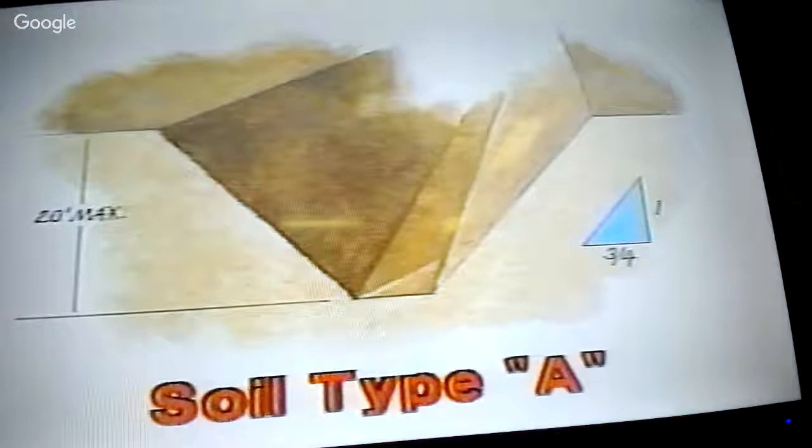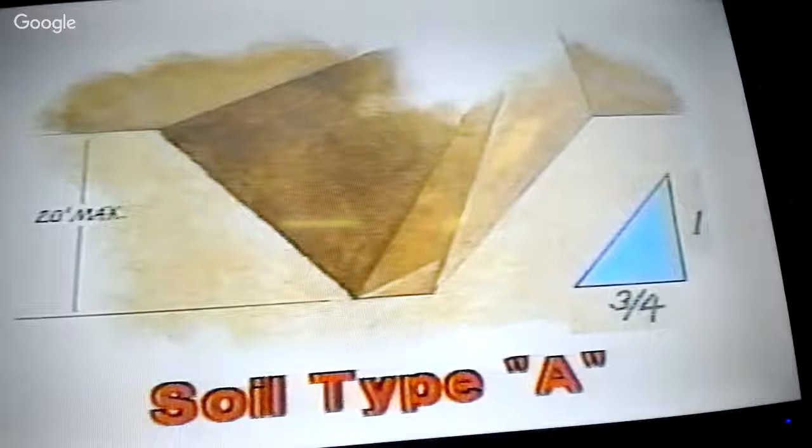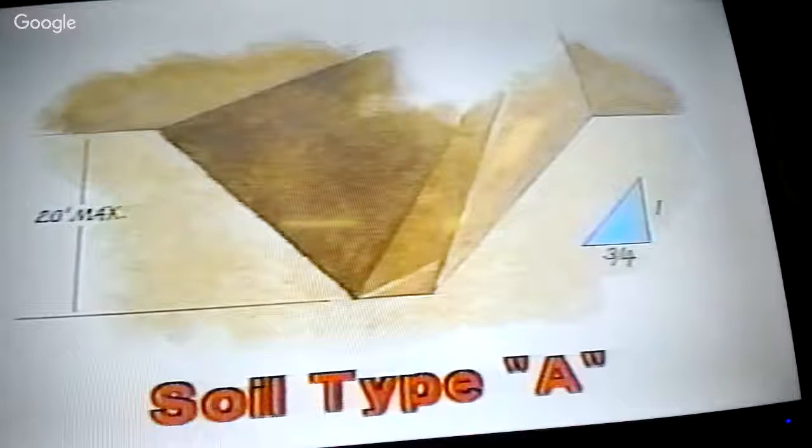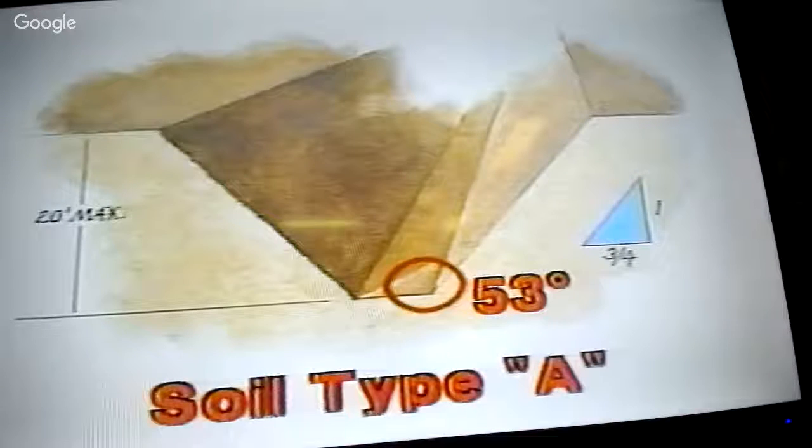In soil type A, the maximum allowable slope for excavations less than 20 feet deep is 53 degrees. This means that for every 3/4 of a unit covered horizontally, the vertical rise should be 1 unit. The angle of the slope measured from the toe or outermost edge of the excavation will be 53 degrees.